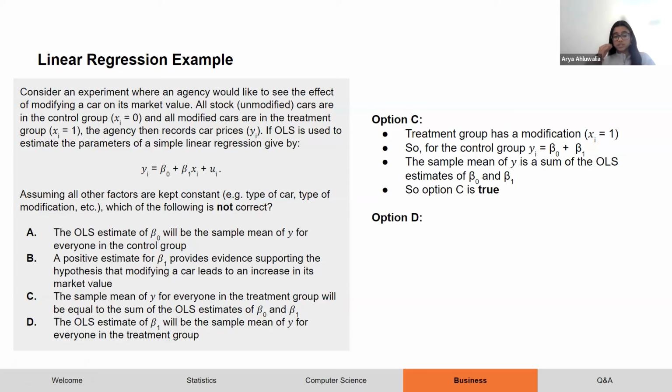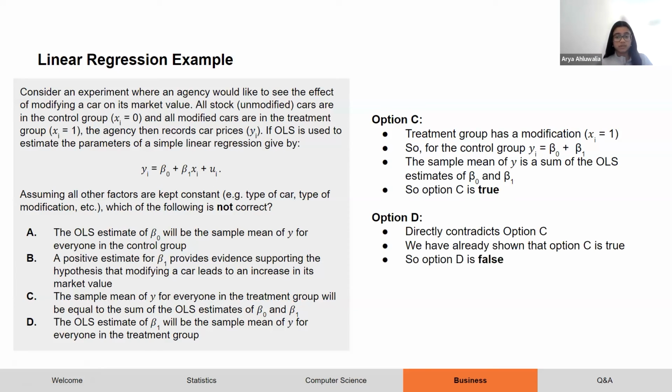If we read option D, you'll very quickly realize that it's a direct contradiction to option C, because it's once again about the OLS estimate. It's about the sample mean of Y for everyone in the treatment group, but we've just shown that it's actually the sum of beta 0 and beta 1, not beta 0 alone. So that means option D must be false. So after looking at all 4 options, we found that option D should be the correct answer to this question.